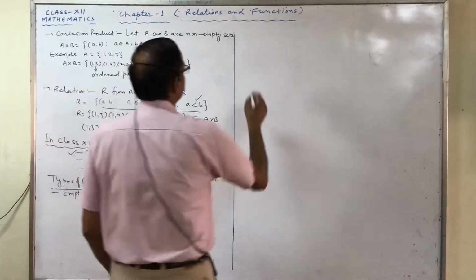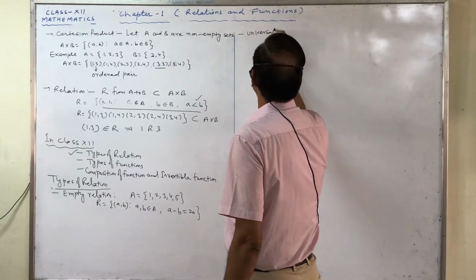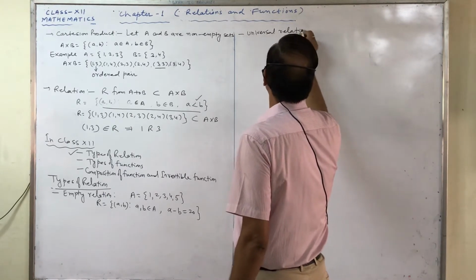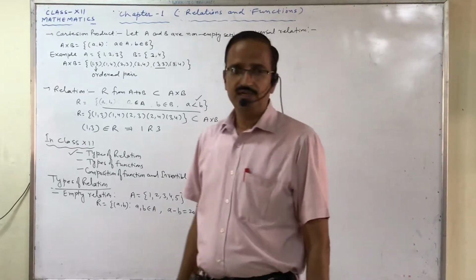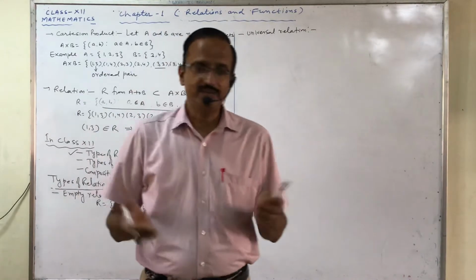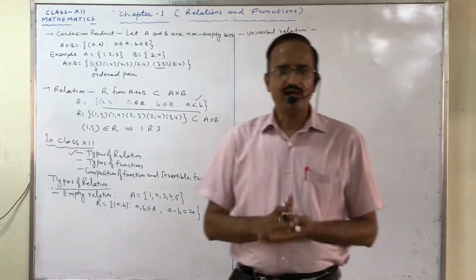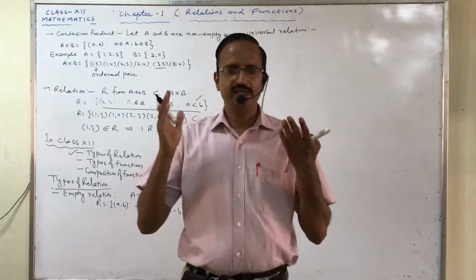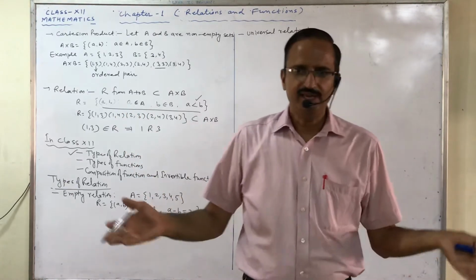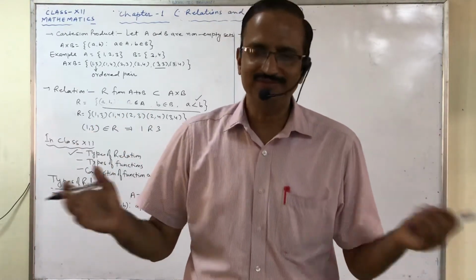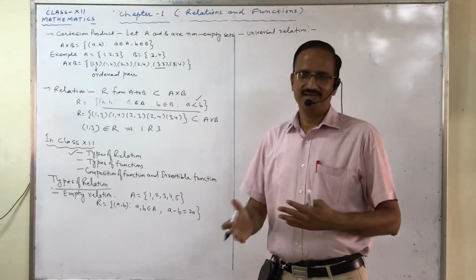Now come to the next one, that is universal relation. Again from the name itself it is clear that it is applicable for all the elements. So in this also, a relation R in set A is said to be universal if each element of A is related to every element of A. Means each element is related to every element.